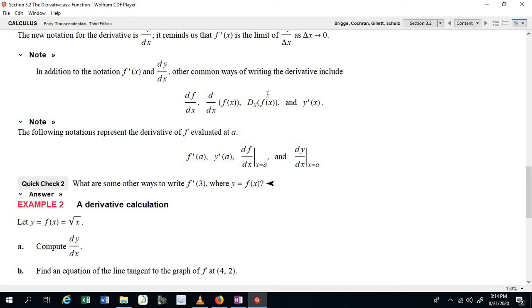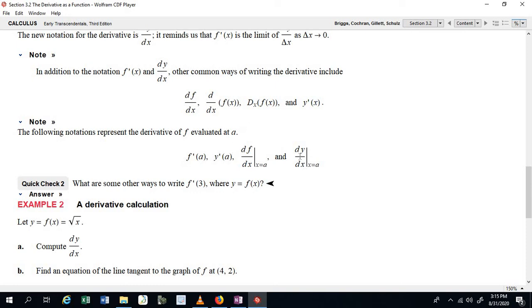So this just means the derivative of f with respect to x, which is what this means as well. Df divided by dx really means the derivative of f with respect to x. So the derivative operator is operating on f, just like it is here. And then, of course, another way you could write this is as y prime. So if y is a function of x, then y prime would be the derivative of that function with respect to x. And then if you want to evaluate the derivative at a fixed number a, then using the prime notation, you would just say f prime evaluated at a, or y prime evaluated at a.